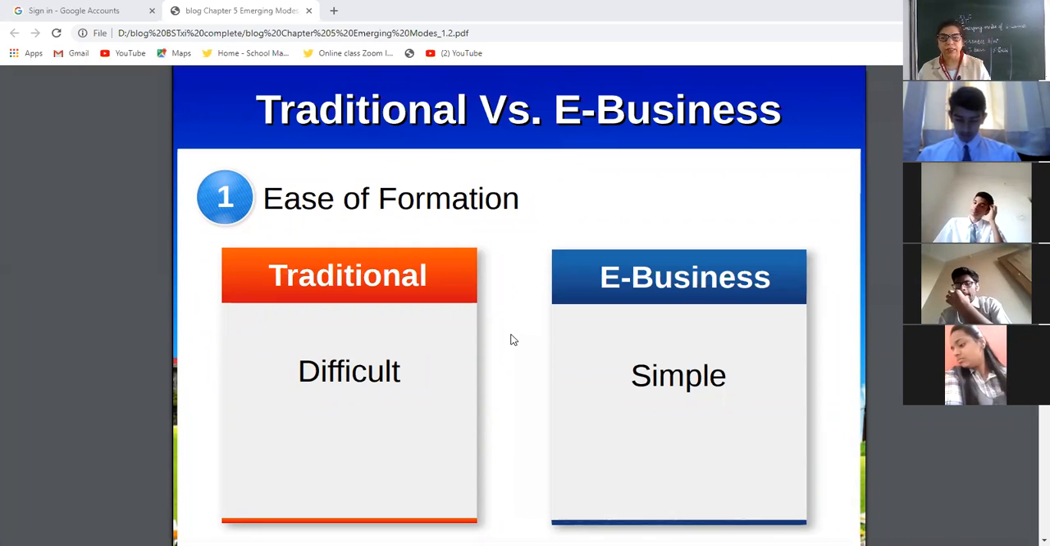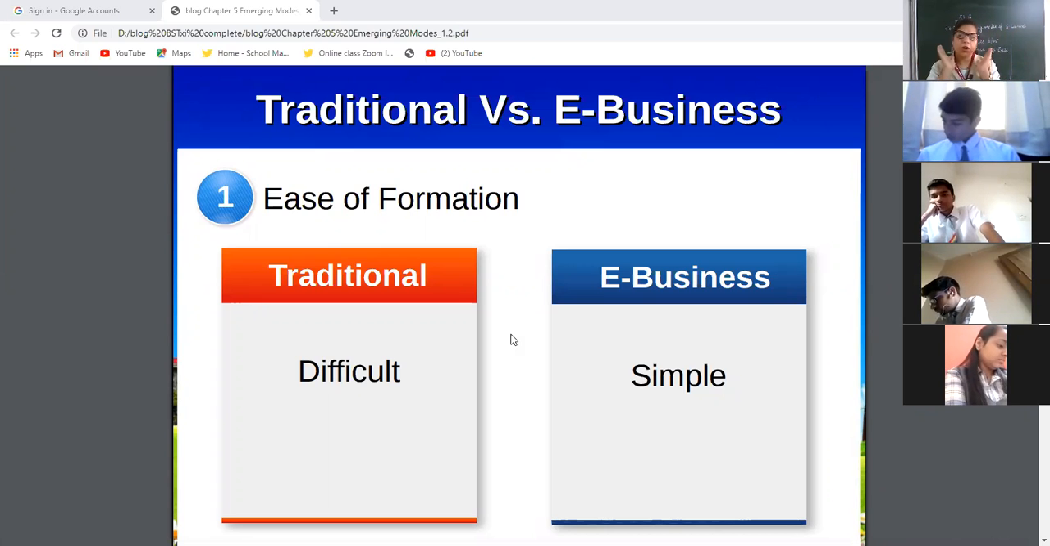So look at the screen now. Traditional versus e-business. What are the differences between traditional business and e-business are today's topic. So in your notebook, chapter number 5, emerging modes of e-business, you have to make these columns. First point, ease of formation, or we can say formation process, starting process.